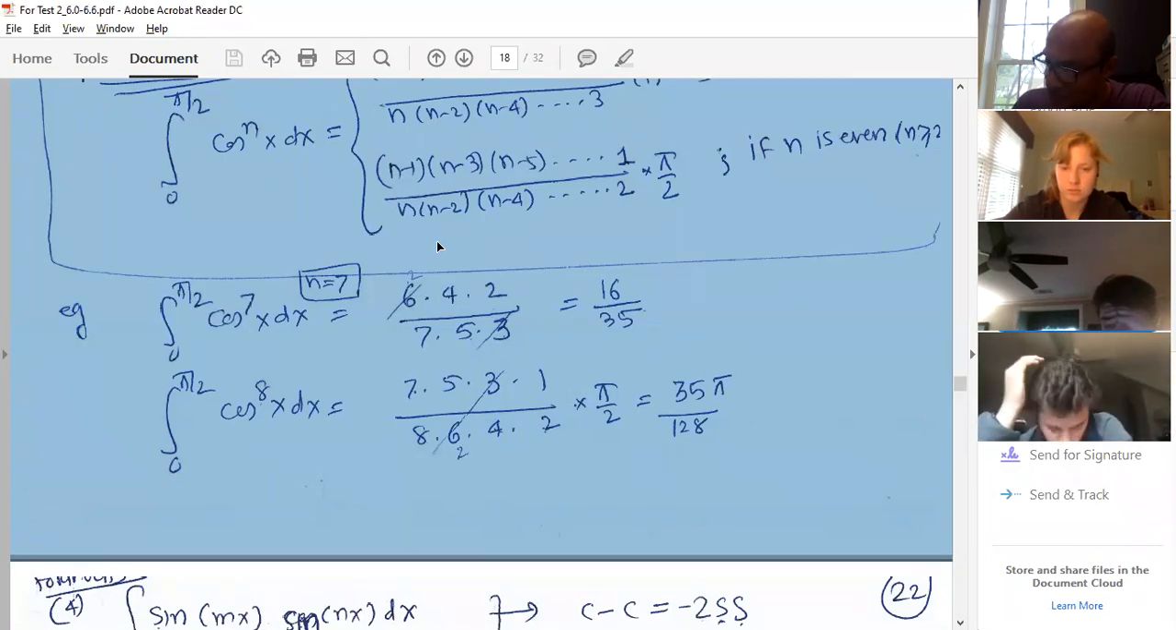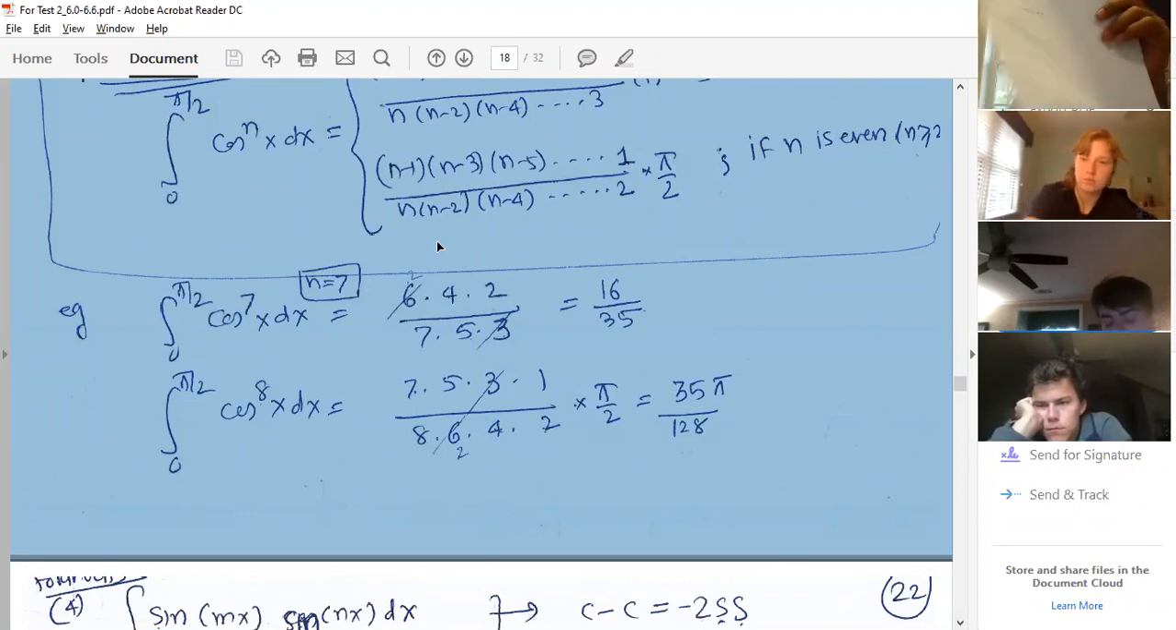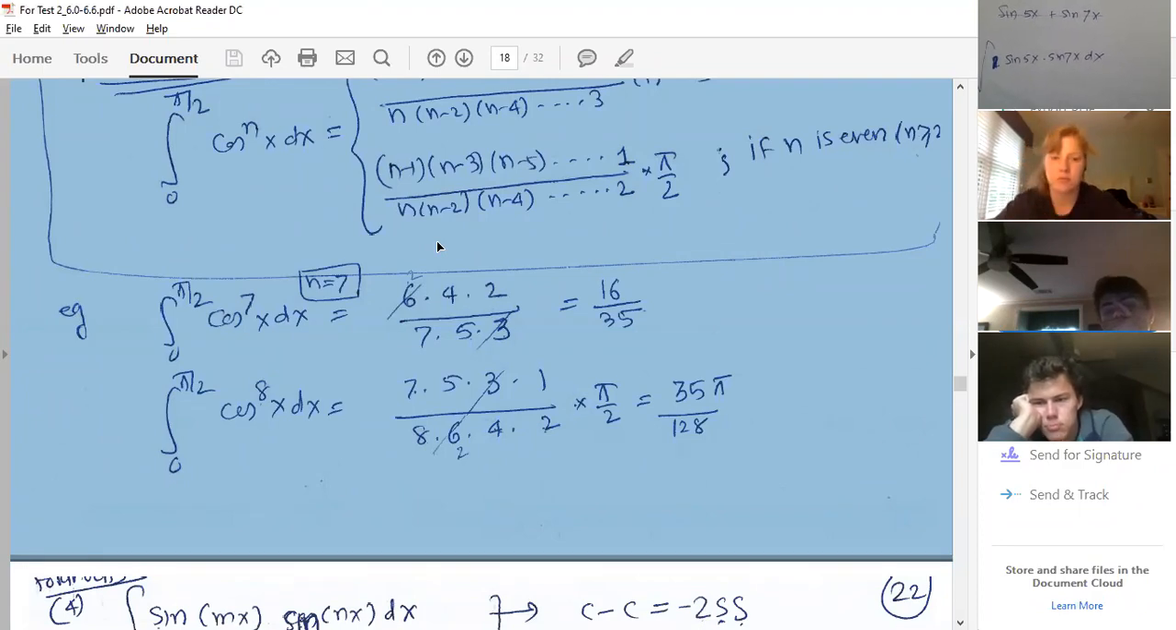2 sine 5x sine 7x dx. Suppose I want to go for this integration. Just don't look at this one, just forget it. I'm working with the first one, first rule. And suppose I want sine 5x sine 7x dx. Agree? Please pay your full attention, guys. If you are not getting me, stop me. You can ask multiple questions to me. I don't mind.